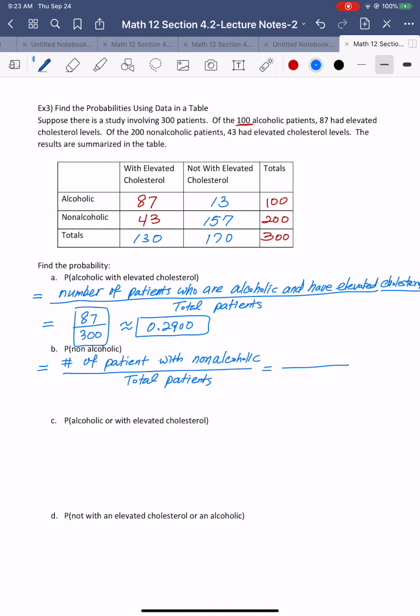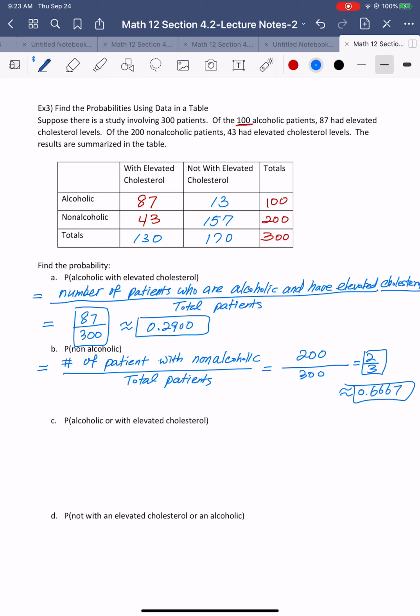So the number of the patients who are non-alcoholic, which is 200. This is all right, because 200 out of 300, so it becomes 2/3. And then also round it to 0.6667.